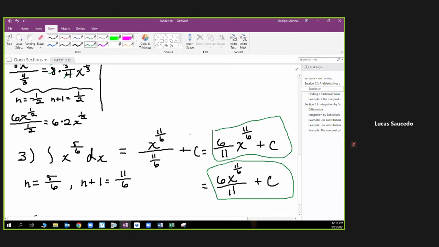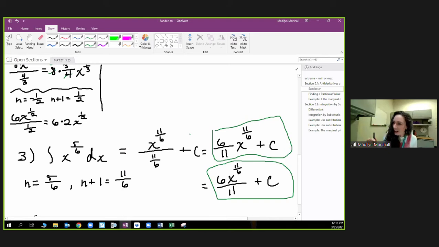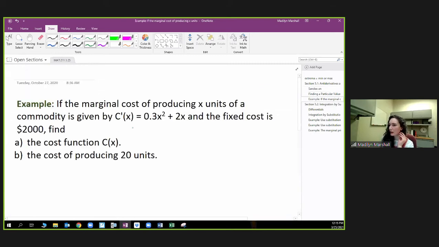Yep. So we have our 3 basic integration rules, which is this reverse power rule, our exponential rule, and our log rule. So we're going to do one application problem with this before we build on our integral skills. So I'll give you a minute to look this over first.